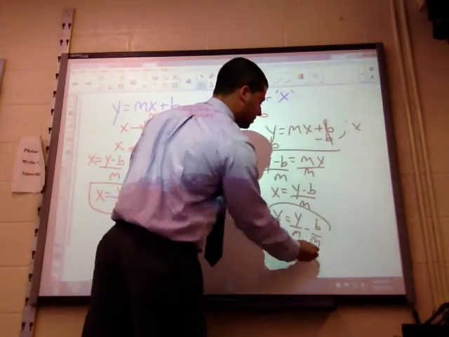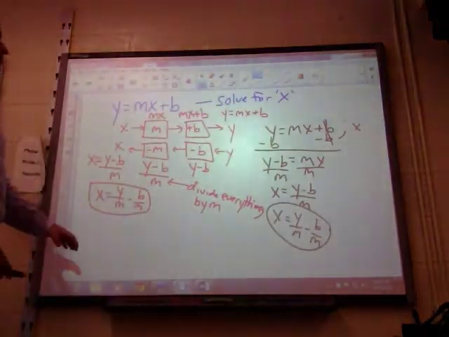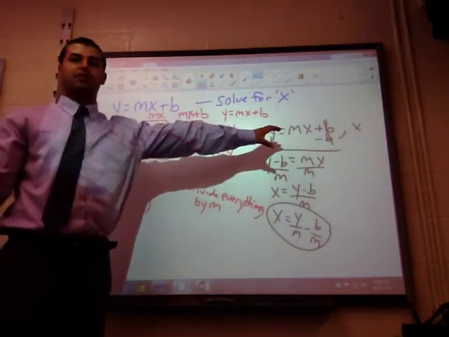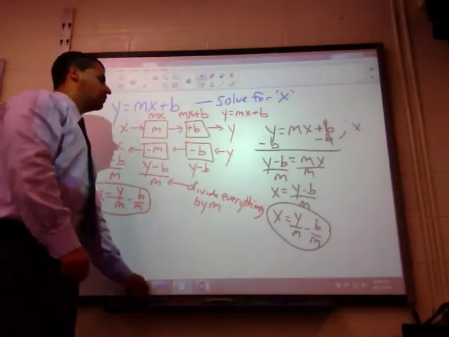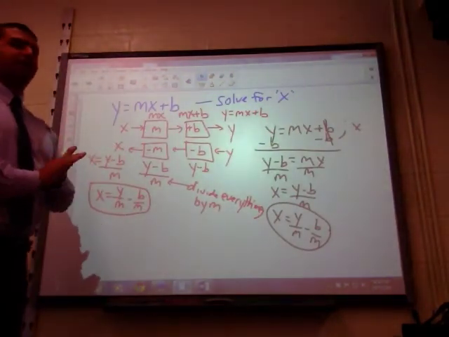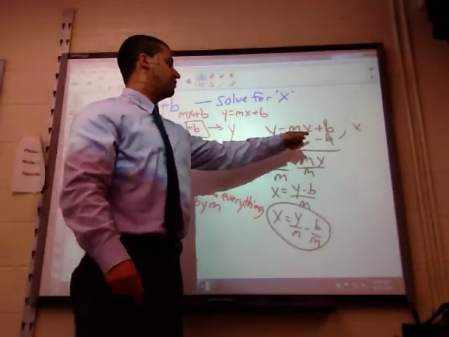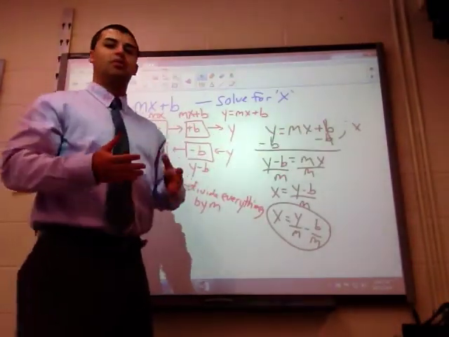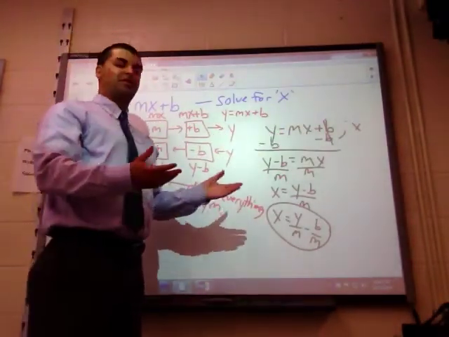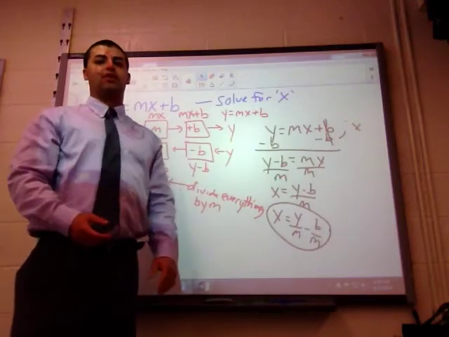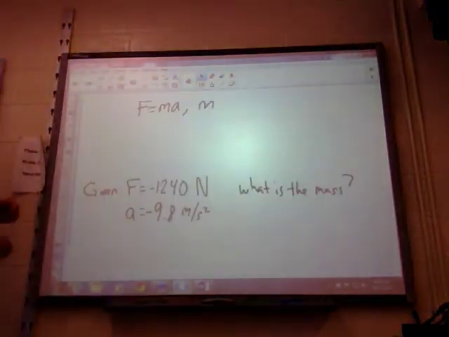And get the exact same answer. So you have either of these options. You can either use a flowchart or solve in the traditional method. Just remember, you cannot combine unlike terms. So when I subtracted b from here, y minus b is just y minus b, because y and b are different variables. Let's move on.